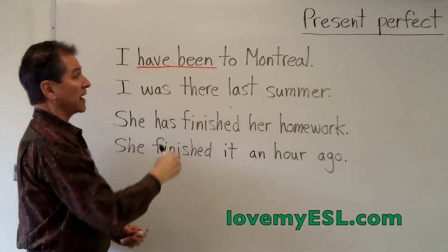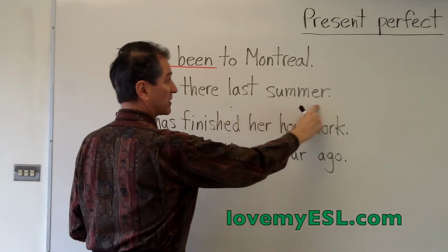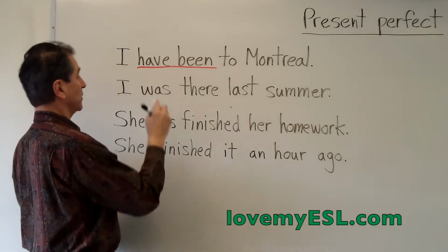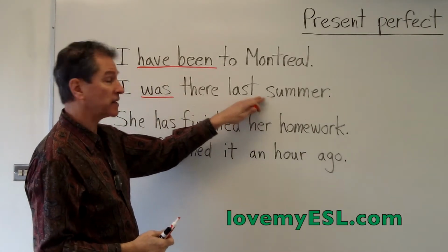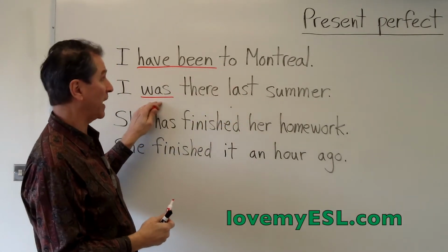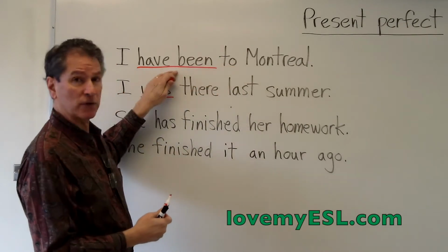Here, in this second sentence, I actually have a time. I have last summer. So that is why I'm going to be using the simple past for this. When you have a time in your sentence, you always use the simple past. No time, use the present perfect.